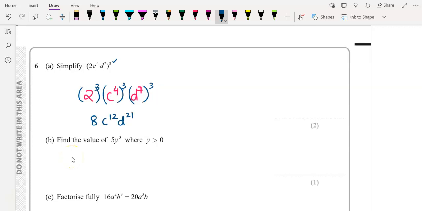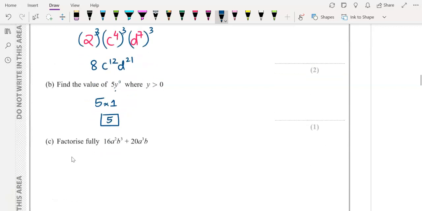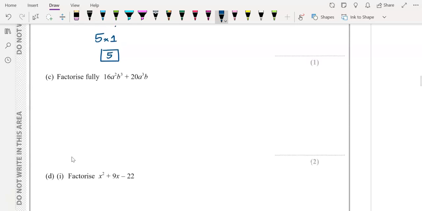Part B, find the value of 5y power 0 where y is greater than 0. So 5, any number to the power 0, it is 1. So 5 times 1, so the answer is 5. Next question, part C, factorize fully 16a square b cube plus 20a cube b. Now to factorize, we need to find the HCF. Now to find the HCF of numbers, you need to look for the biggest number that can divide the given numbers 16 and 20.